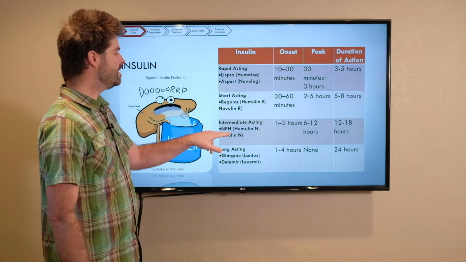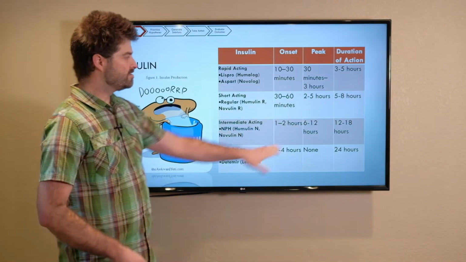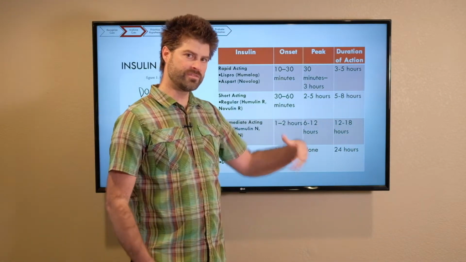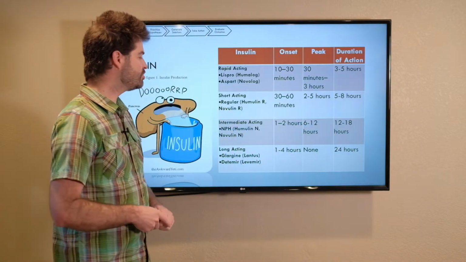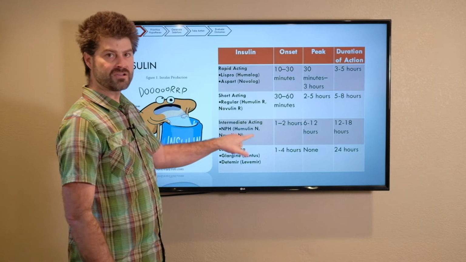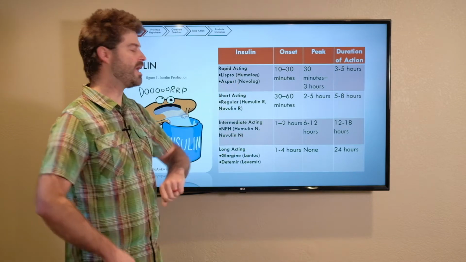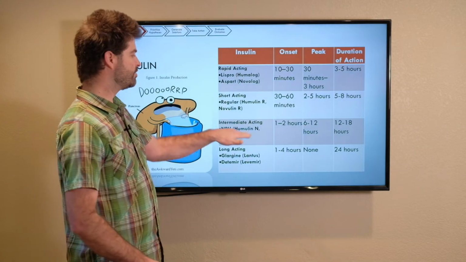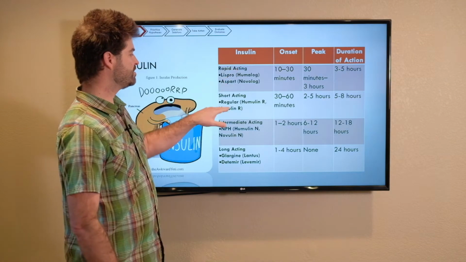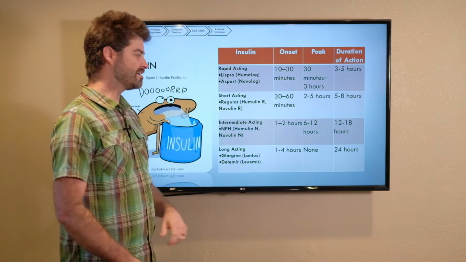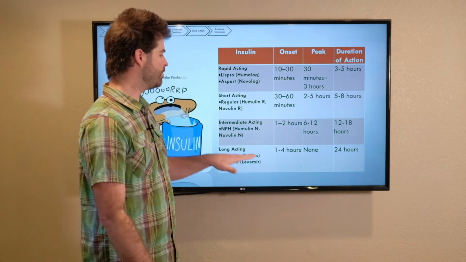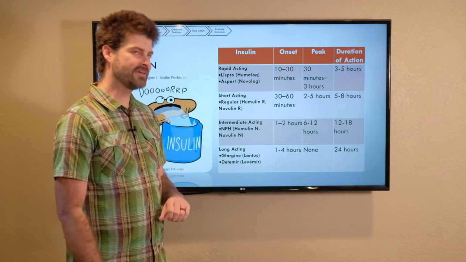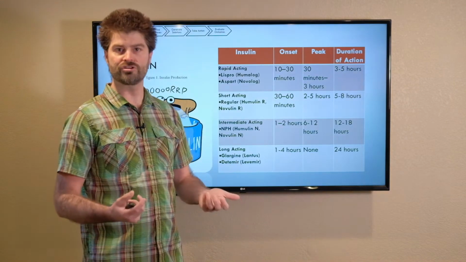Intermediate acting insulin is a little bit longer on the time frame. We're looking at a full shift of coverage with NPH. This is the only one that can be mixed with rapid acting, right? So these two can be mixed. This one is IV, and then long acting can never be mixed with anything. This always, always, always has to be a standalone injection.